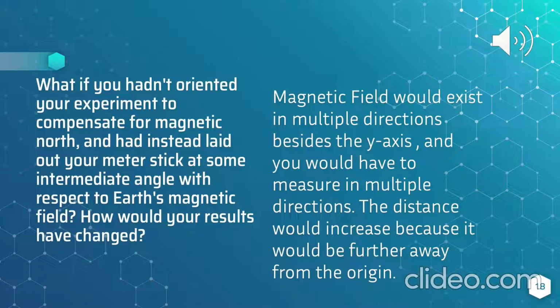When asked what if I did not orient the magnetic field along the y-axis, the answer would be that the magnetic field would also exist in multiple directions besides the y-axis. This can include various directions along the x, y, and z axes, and I would have to measure in multiple directions. Therefore, it would not be as easy to assume a certain value when measuring with a smartphone. The distance would also increase because, in general, it would be further away from the origin since we would be dealing with multiple x, y, and z components as opposed to just one. As a result, the magnetic field may have decreased because as something becomes further away from the magnetic field, its influence also decreases.